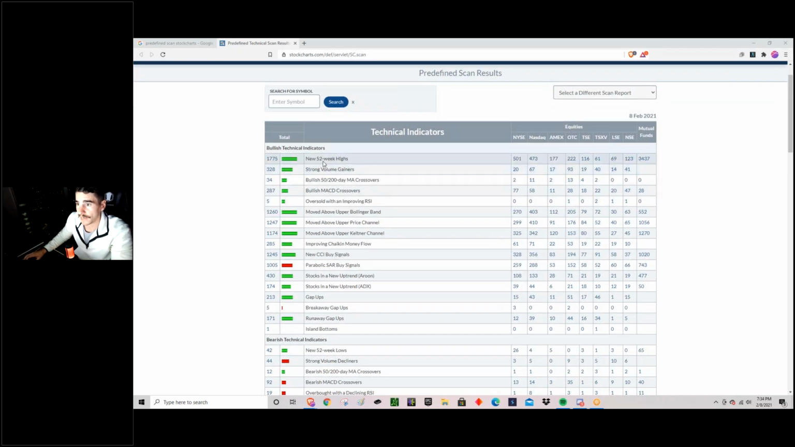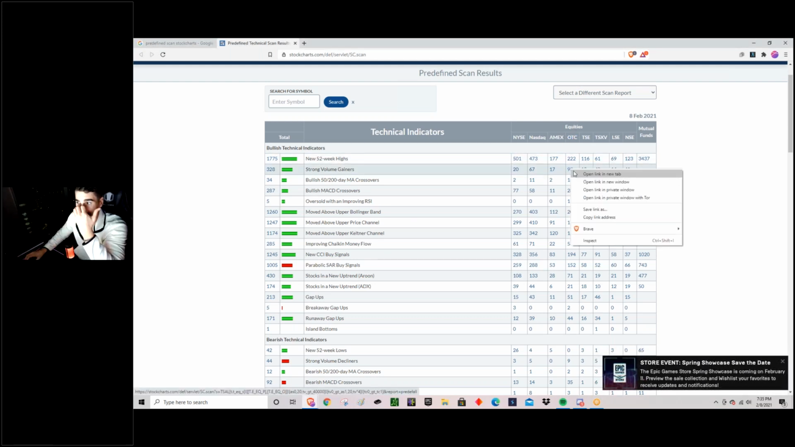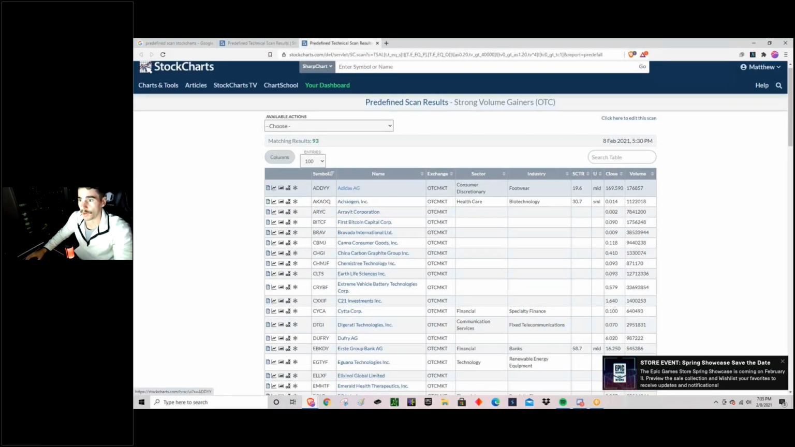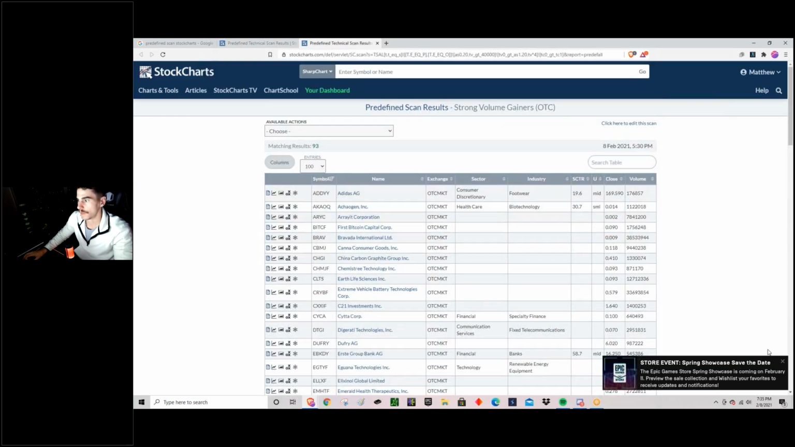On predefined scan, you have new 52-week highs, strong volume gainers, and moved above upper Bollinger Band is another good one. But typically, moved above upper Bollinger Band is going to line up pretty well with strong volume gainers. So right here under this middle category where it says OTC, you go under strong volume gainers, and it says 93. You right click that, pull it up, and you get a drop down list of all the strong volume gainers.